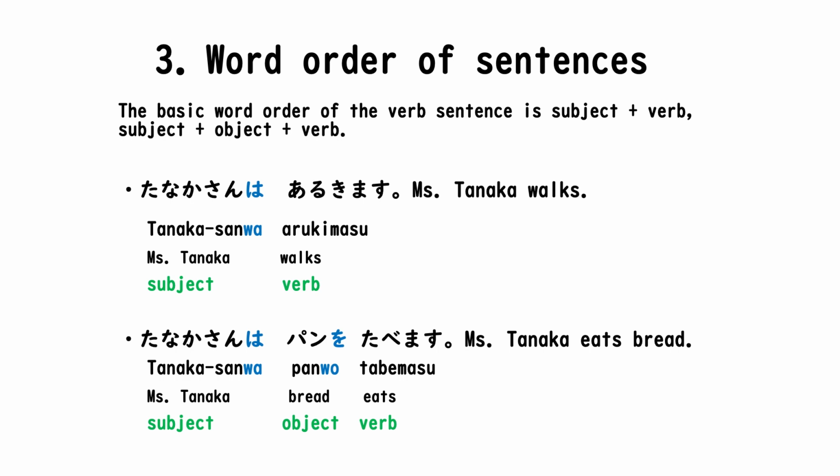The second example, 田中さんはパンを食べます。Miss Tanaka eats bread, consists of the subject, Miss Tanaka, the object, bread, and the verb, eat. The word order is subject, object, verb. In English, the word order is subject, verb, object. In that way, the word order of Japanese sentences is different from that of English.